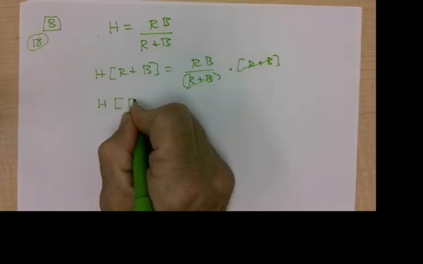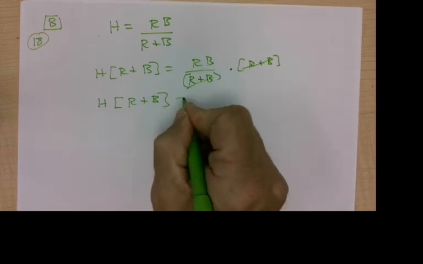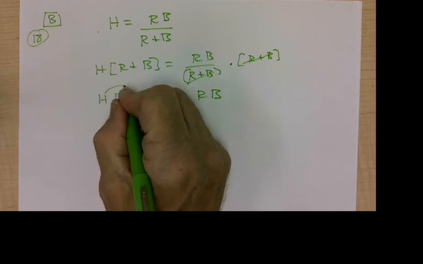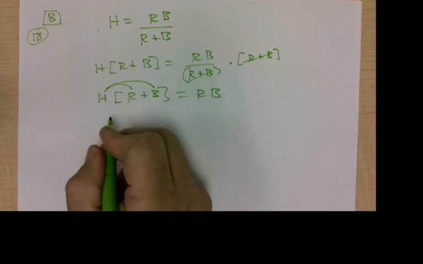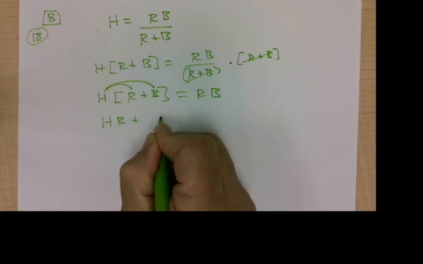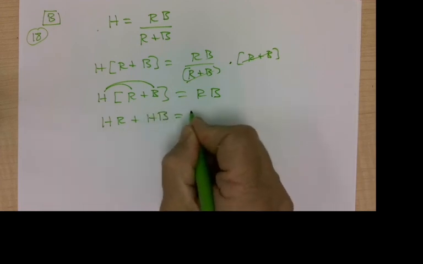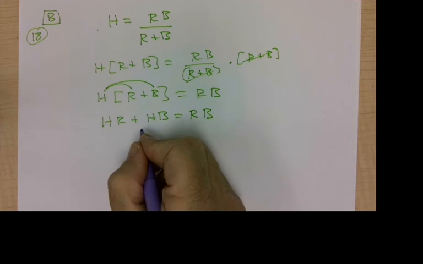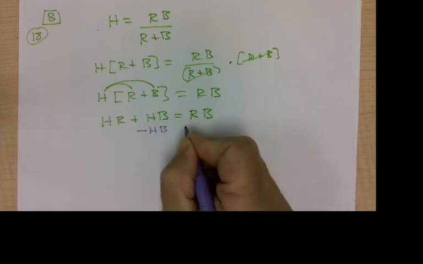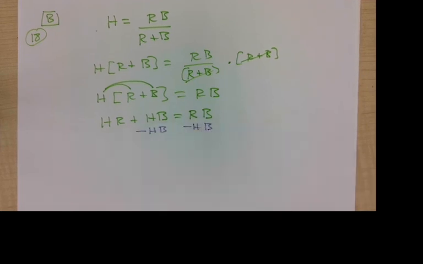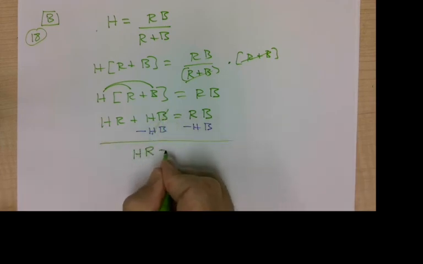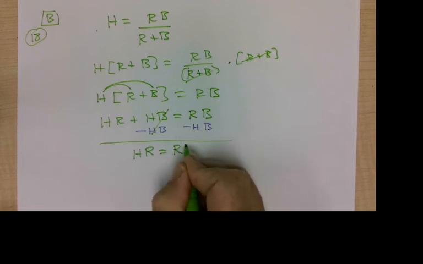So now I have h times (r + b) equals rb, and we want to solve for b. Let's distribute. hr + hb equals rb. We've got to keep in mind what we're solving for. The question asked us to solve for b. We've got to get all the b's on the same side. So let's subtract hb from both sides. So I get hr is rb minus hb.